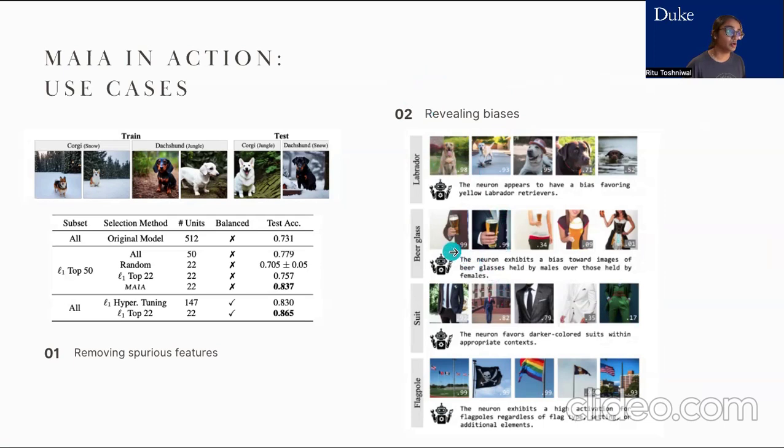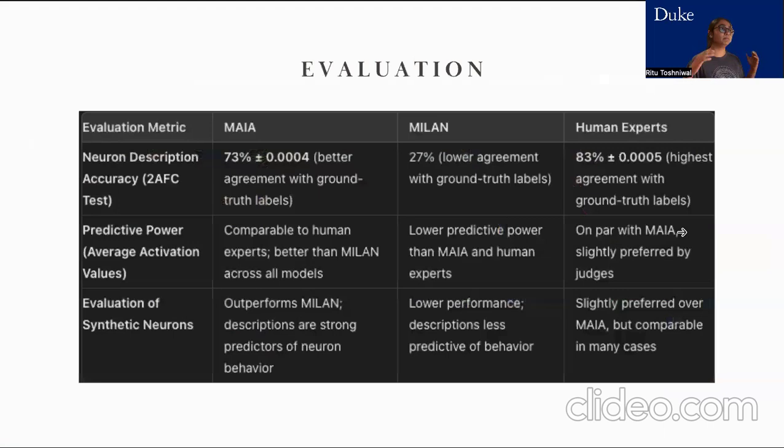The second use case was revealing bias. For example, over here, you see that the activation for a male carrying the beer glass is higher, whereas for a woman carrying the beer glass it is lower. So you can also look at biases using this system.